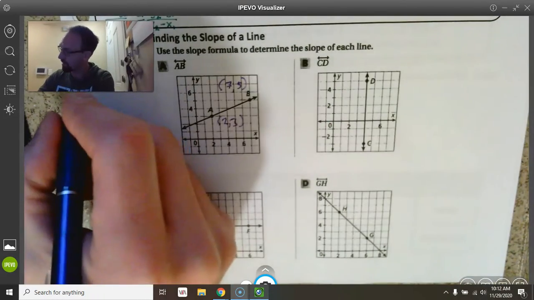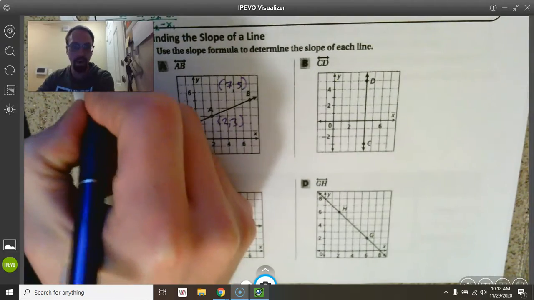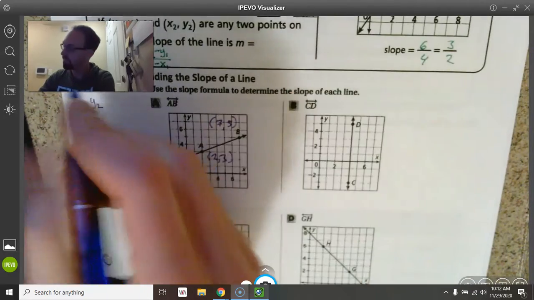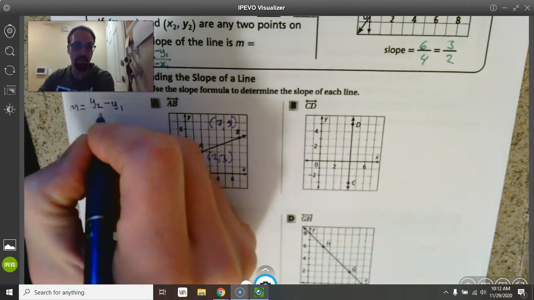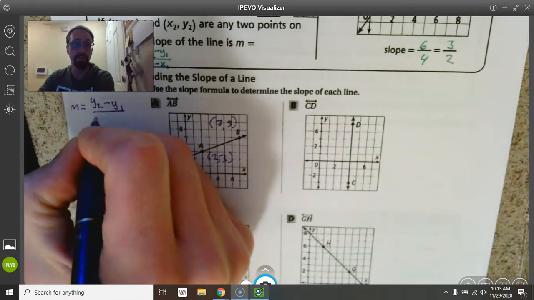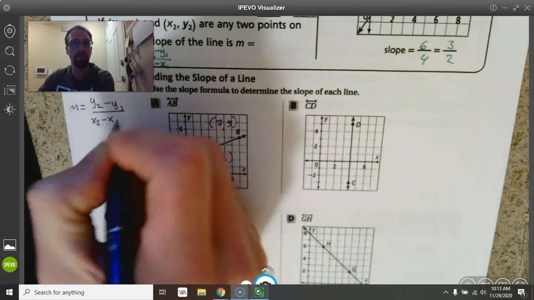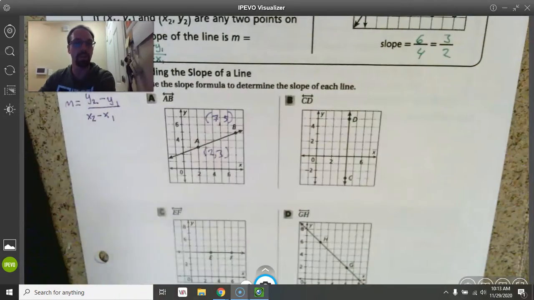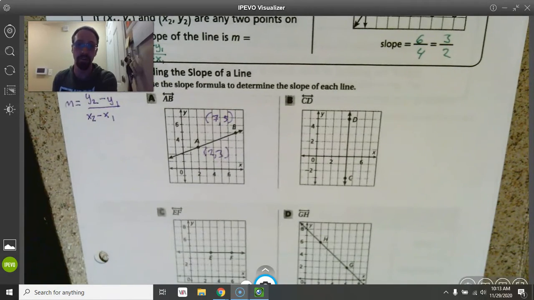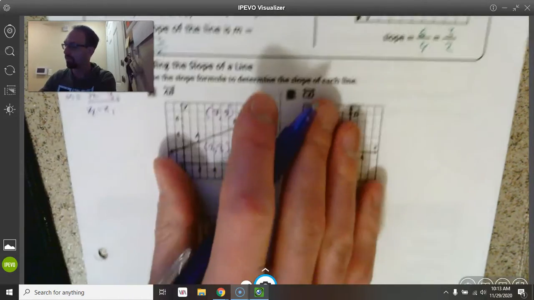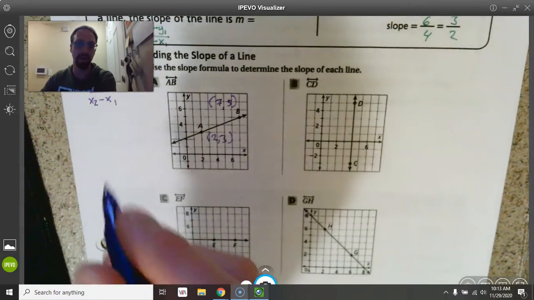formula. The slope formula is m equals y sub 2, sorry, you can't see it, y sub 2 minus y sub 1 all over x sub 2 minus x sub 1. So whichever point you pick to be your first point or your second point, it doesn't matter. You'll still get the slope the same way. So for this one, I'm just going to pick point B to be my second point.